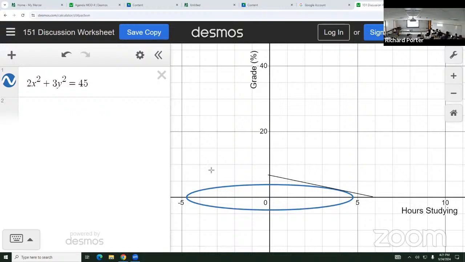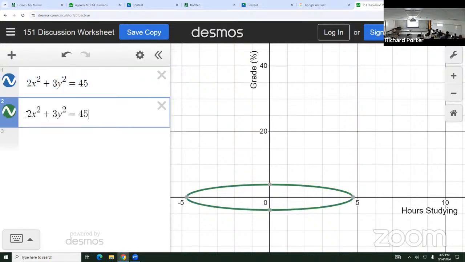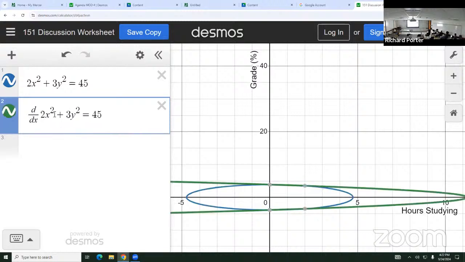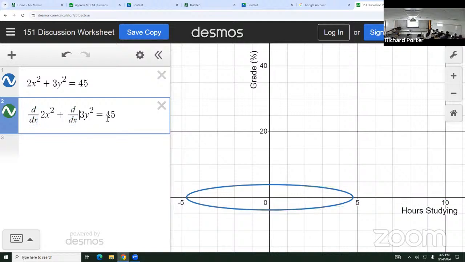So what we're going to do is we have an equation and we're going to take the derivative, copy this, paste it. I'm just going to take the derivative of both sides, and the way I'm going to do it is I'm going to write d/dx. When I do both sides, that means I'm going to do every part. That one, and that one.